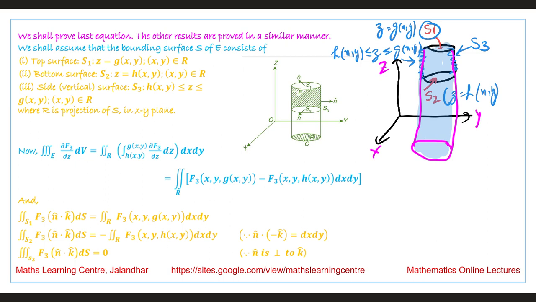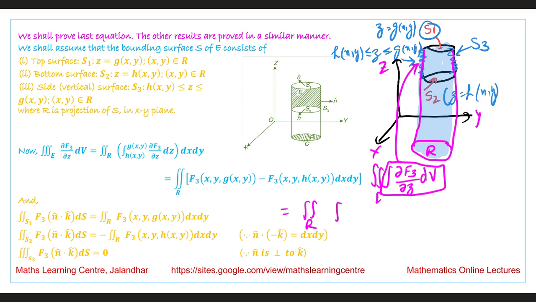Then if we calculate the triple integral over E of curly f3 by curly z dv, we can write this as the double integral over R, this is the region R we have, and the limits of z we are substituting over here. The limits of z vary from h of xy to g of xy, and the function is curly f3 by curly z into dz, and then we have dx into dy.